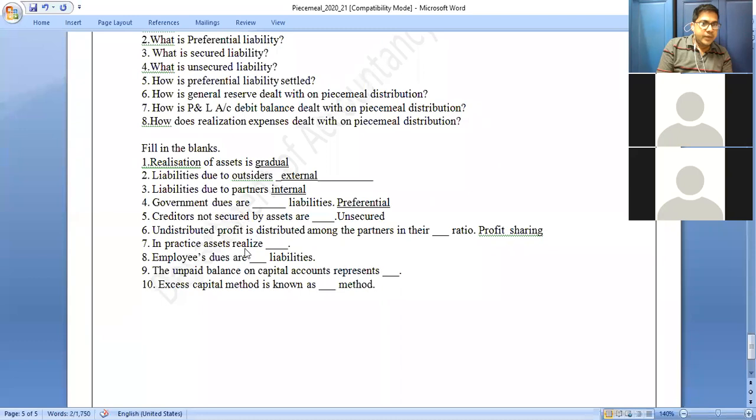Then after that, in practice, assets realize gradually. Gradually means slowly. Employee dues are the dash liability. Answer is preference liability.